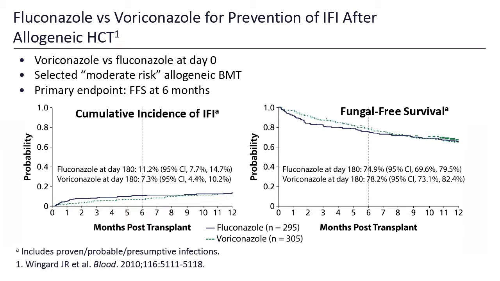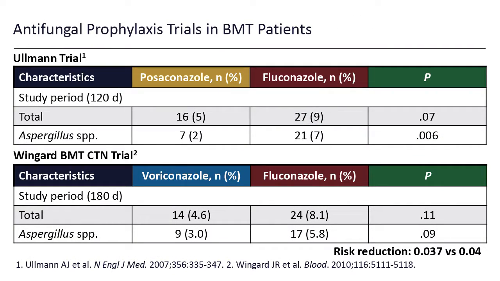At least it didn't meet the primary objective, although you can see that these curves did separate somewhat in the beginning. If you want to look at those studies kind of head-to-head, the Ullman trial and the Wingard trial, I see it on this kind of a graph where we're measuring the significance of separation between the total infections that were demonstrated, and you can see that there were the same kind of trends for posaconazole and voriconazole. In fact, an almost exact similar risk reduction of 0.04, although the p-values were different. It becomes very hard to compare the results of those studies or come away with a conclusion as to what is better.